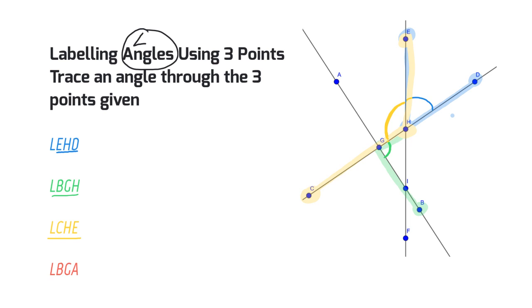And last example is angle BGA. Here is B, here is G, and here is A. All those three are on the same line, which means I have a straight angle. So the angle I'm looking for is right there. So when we label angles, we use the 3 points that the angle lies in between.